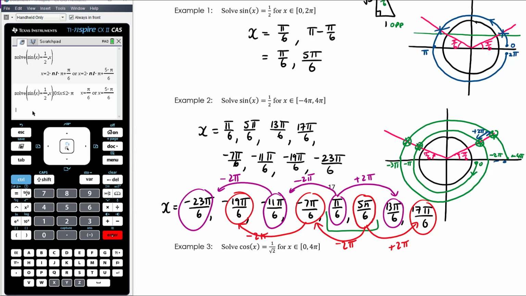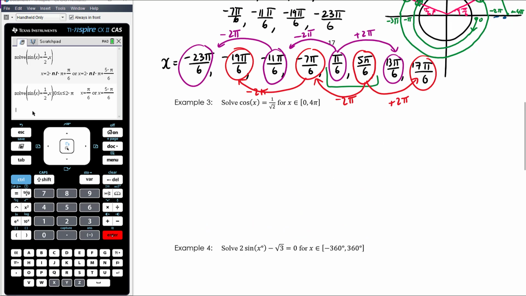Okay, let's move away from sine of x equals a half and build in some of those earlier steps in a bit more detail. So solve cos of x equals 1 on root 2. Remember, our first step is to make sure the cos part of the equation's on its own, which it is. So we already have cos of x is 1 on root 2.